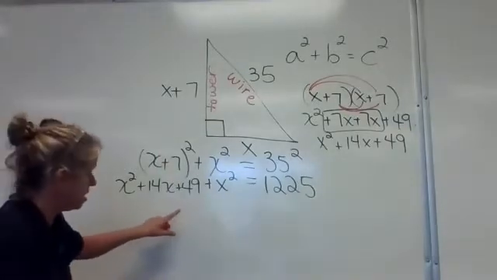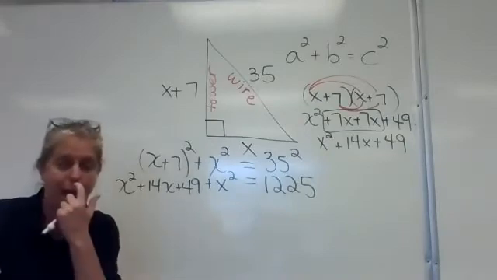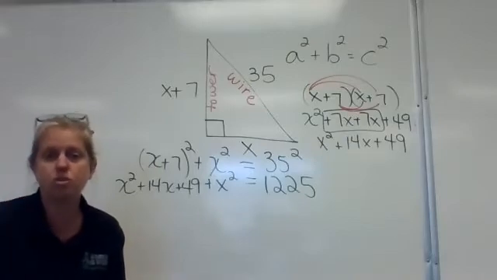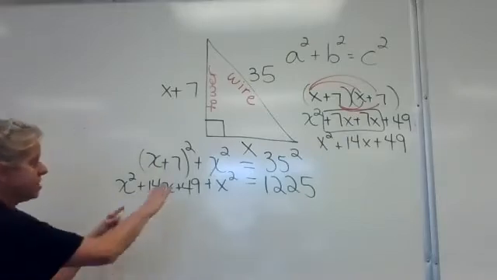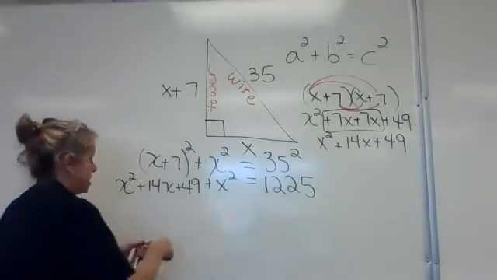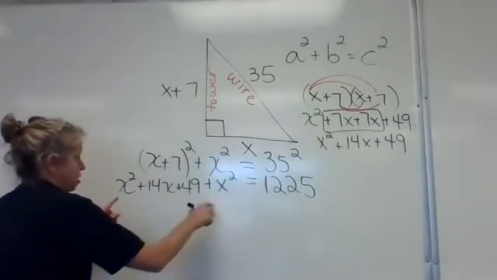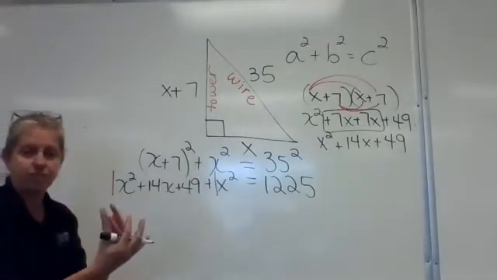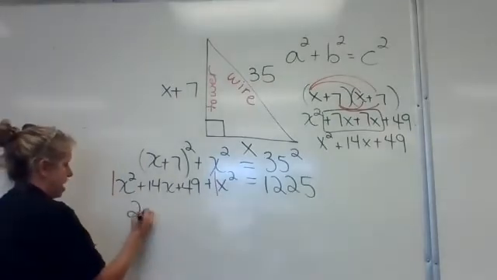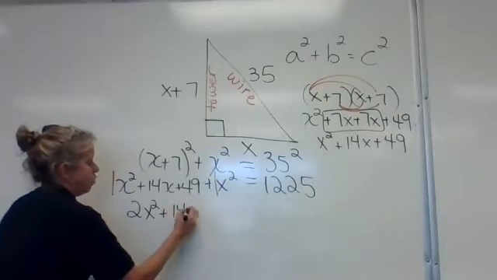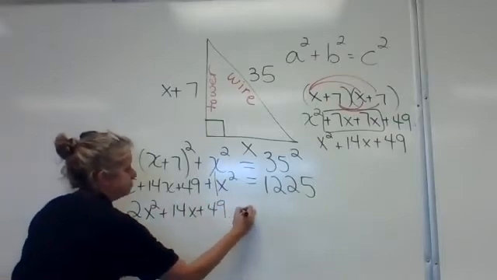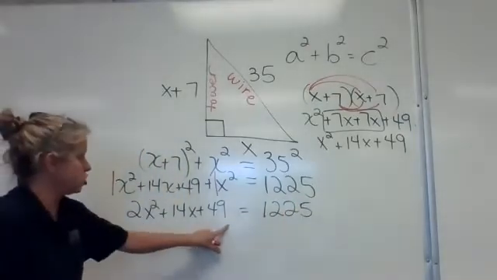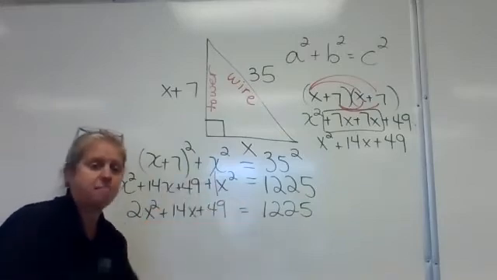So here, in order to do that, you're going to have to know what your A, B, and C are, right? Because that's what the quad program asks you. What is your A, what is your B, and what is your C? So I've got to clean this up because I have too many terms and terms on both sides. Before I do anything else, I want to put this x squared and this x squared together. So I've got 2x squared plus 14x plus 49 equals 1225. Now, again, trying to get down to where I can see my A, B, and C.